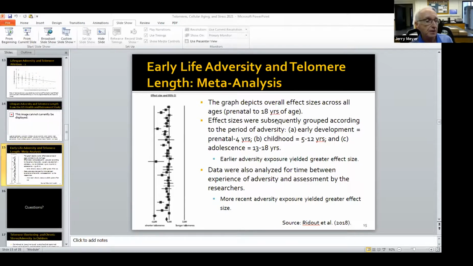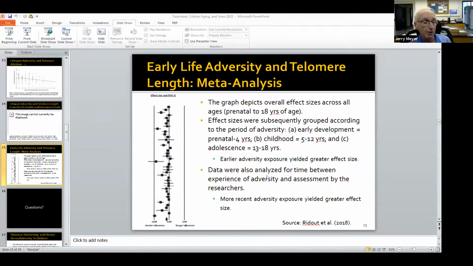So anyway, the ages encompassed in the studies assessed in this meta-analysis went from prenatal stress to 18 years of age. And one of the things the authors did was to group effect sizes according to the period of adversity: early development, including prenatal up to 4 years of age, what they call childhood, 5 to 12, and then adolescence. And the greater effect sizes were yielded by having stress and adversity during the earlier periods.